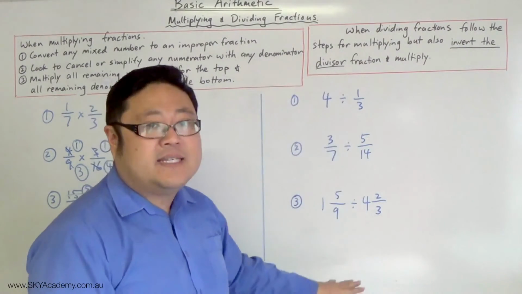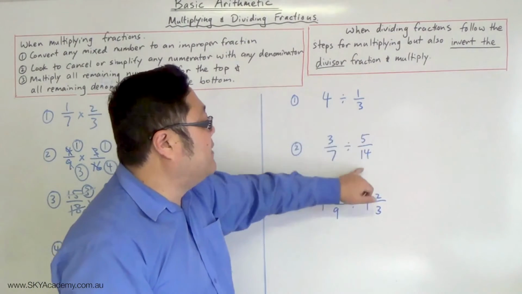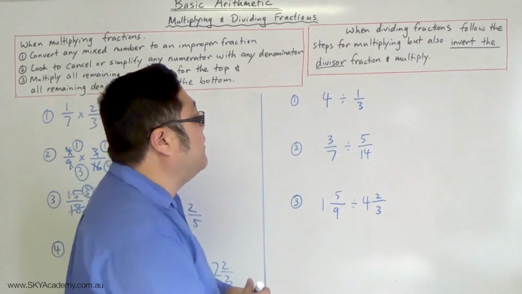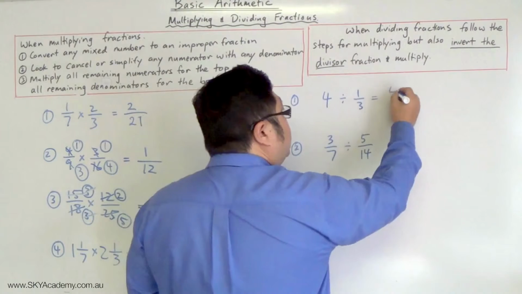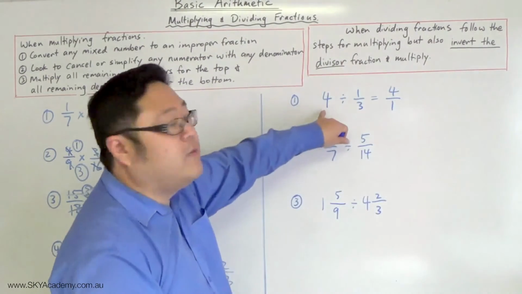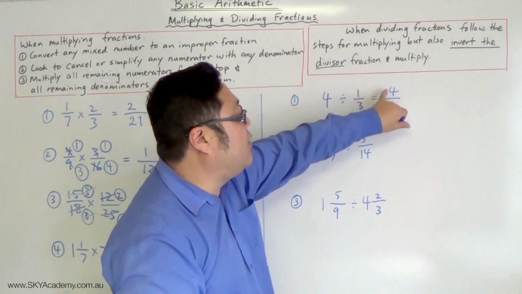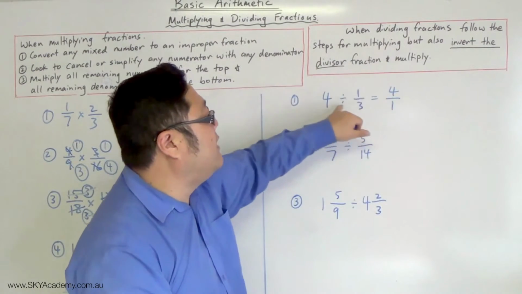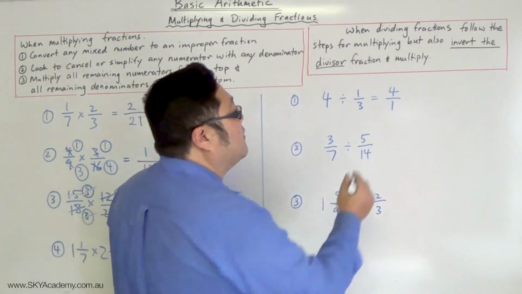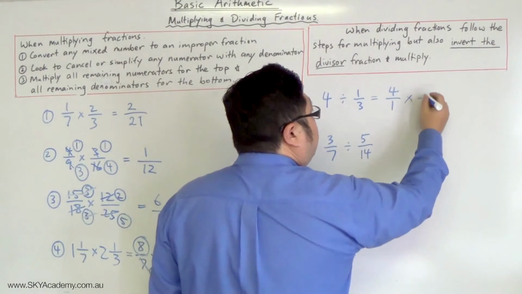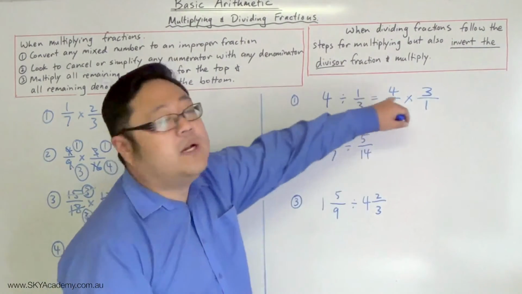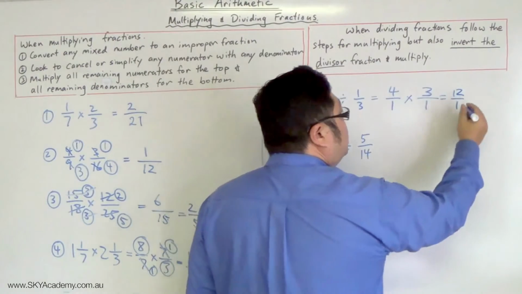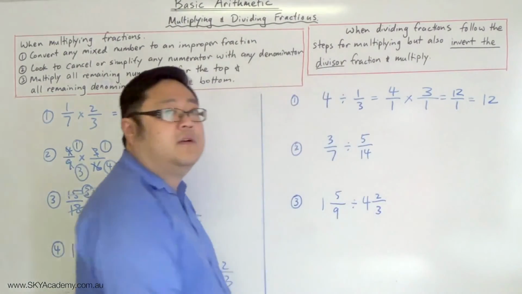Again, it's exactly the same as multiplication, except the fact that you have to flip the second fraction, the divisor fraction, okay? So let's have a look at this. 4 divided by 1/3. Now, 4 is the same as 4 over 1. Any whole number can be expressed as that whole number over 1. So just bear that in mind. 4 is 4 over 1 divided by 1 over 3. What you have to do is flip that around and multiply. So it's 3 over 1. All right? So it's 4 over 1 times 3 over 1, which again is just 12 over 1, because there's nothing that can be cancelled. The answer is 12. Okay.